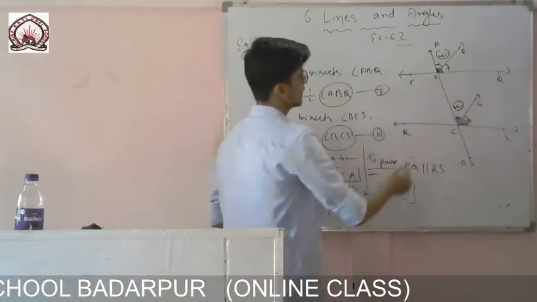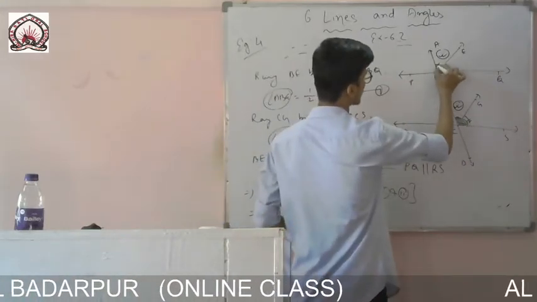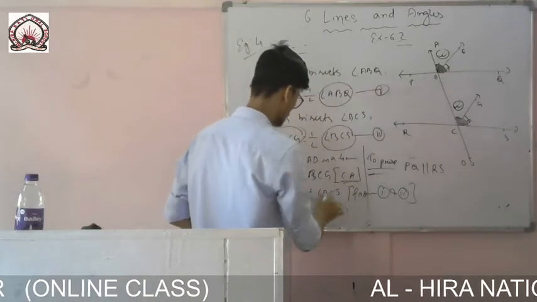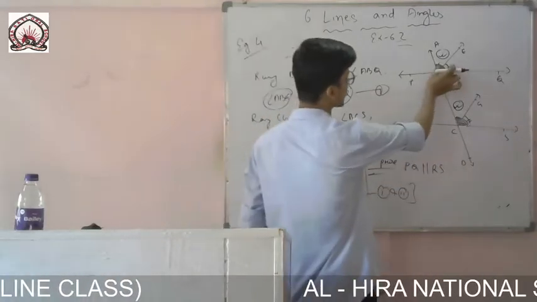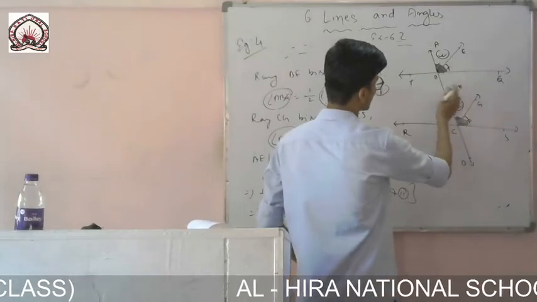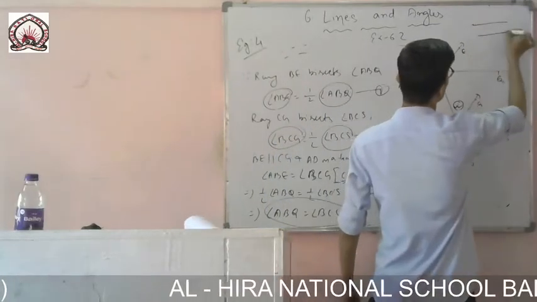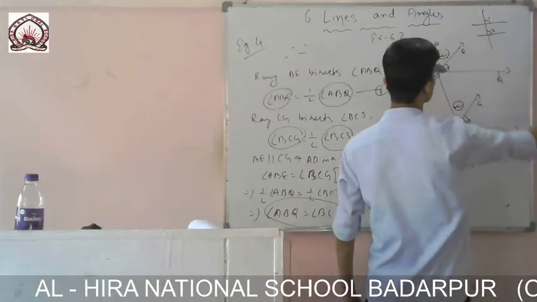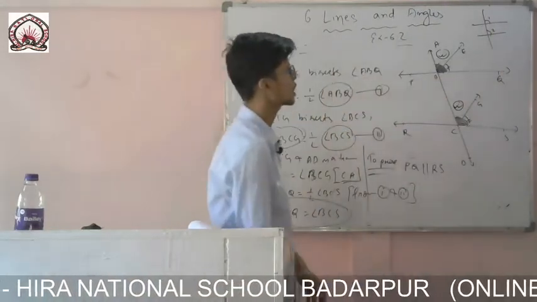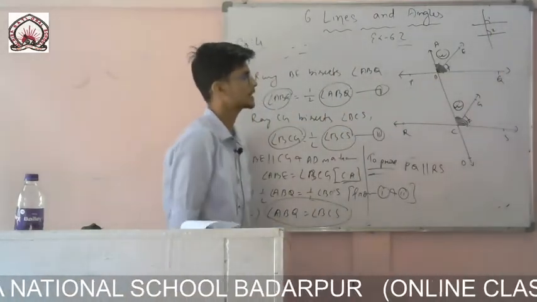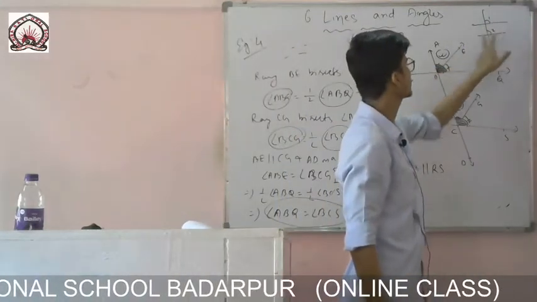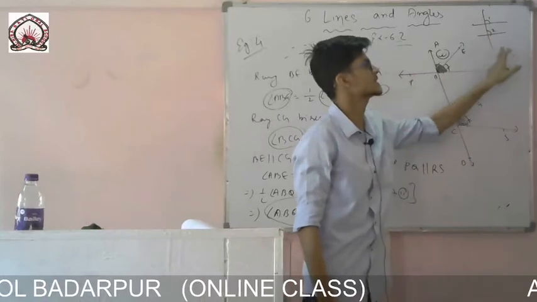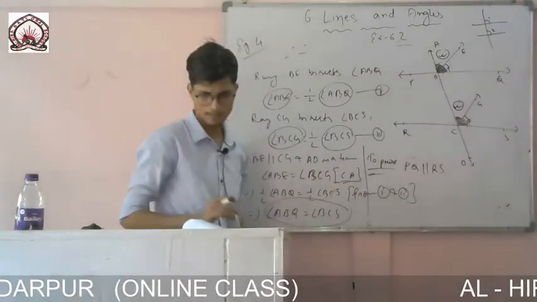You see here, what we have got now is that angle ABQ is equal to angle BCS, this angle is equal to this angle. It will be possible only if these two lines are parallel, then this angle will be equal to this angle, and the reason will be corresponding angles. So I can write that this angle is equal to this angle if and only if these two lines are parallel.